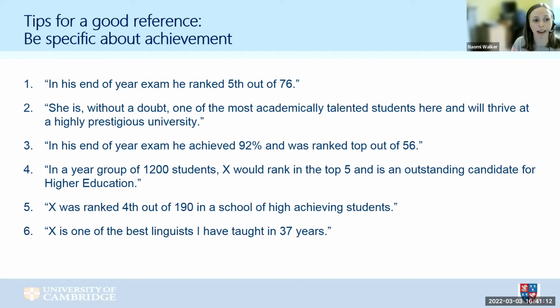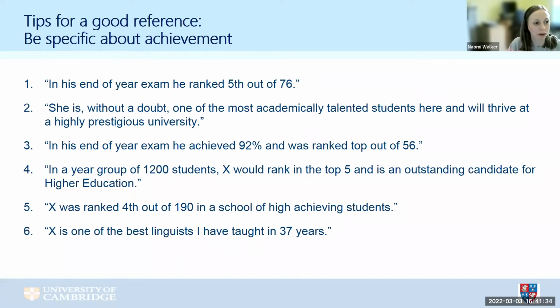They tell us that they're ranked 5th out of 76, for example, that one of the most academically talented students that they've taught. And in a year group of 1,200 students, they would rank in the top 5. That clearly tells us that they're a very, very good student. All of them are quite similar, but very useful information for us because it tells us about the student as an academic within their cohort.